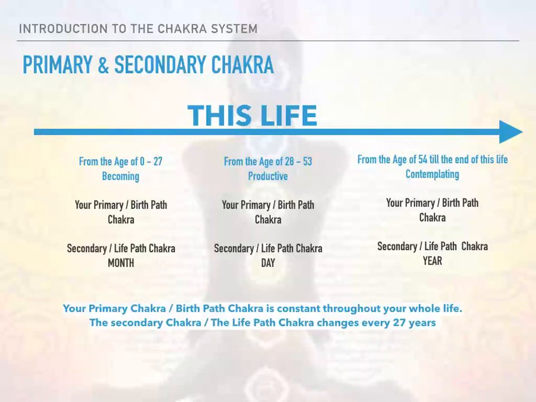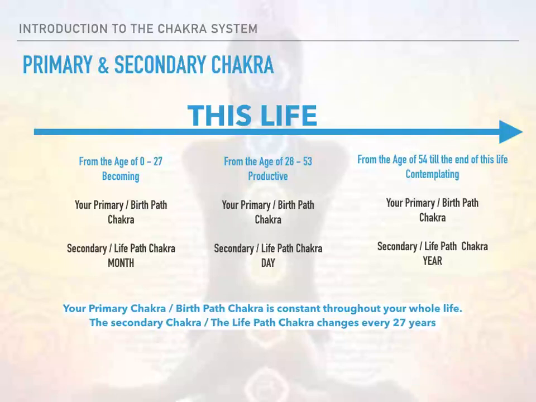Then the next phase happens between the age of 27 and 28. We move into the productive part of our life. Productive meaning, of course, this is the age where a lot of people start a family. This is also the age where really our careers are at the top of their potential. This is the part of our life where we are productive, so to speak.